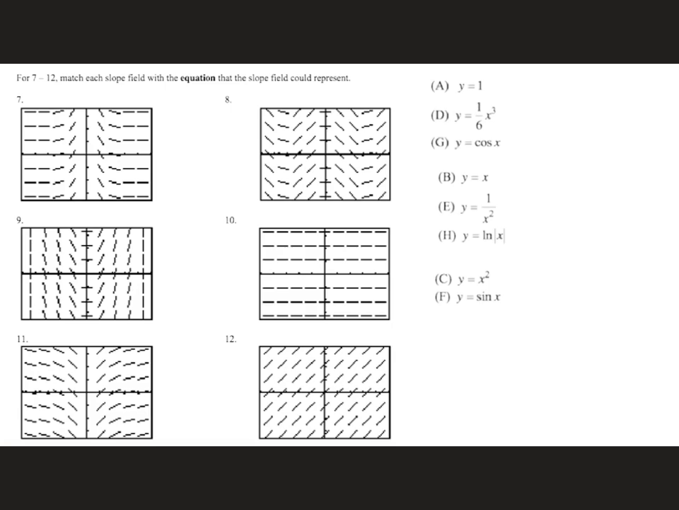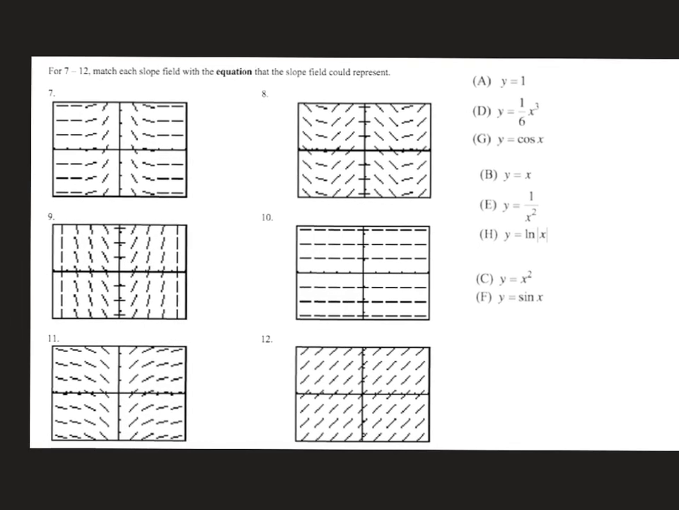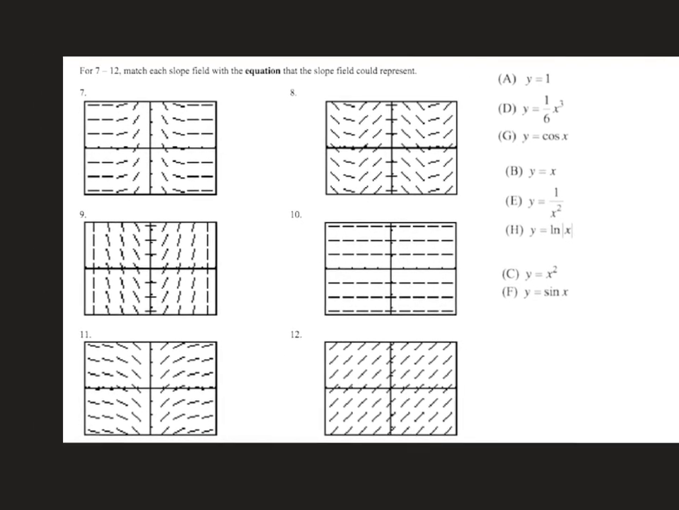Ooh, now we've got to match things up. Okay. Match each slope field with the equation the slope field could represent. So what this means, this is not the derivative. Sorry, this is not the equation. So like y equals 1, you might think is, say, number 10. But that's not quite right. That's like the antiderivative, because the slope field represents that.